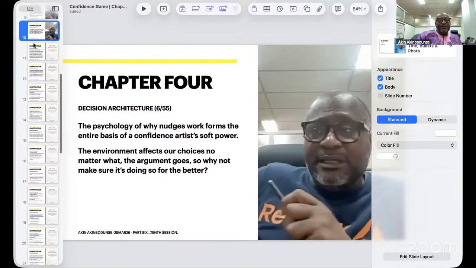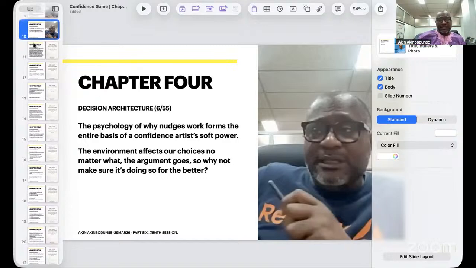So the psychology of why nudges influence decisions obviously works. The psychology of why nudges work forms the entire basis of confidence artists' soft power. Their soft power is all in creating the right environment, the architecture around the environment where the victim is supposed to make the decision, right?